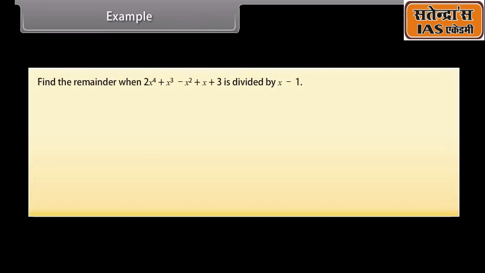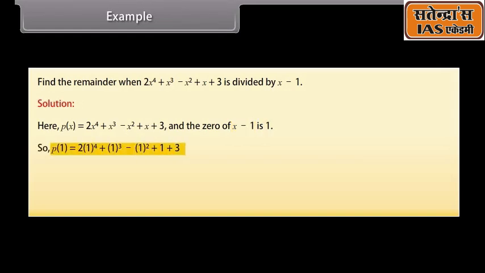Find the remainder when 2x⁴ + x³ − x² + x + 3 is divided by x − 1. Solution. Here, p(x) = 2x⁴ + x³ − x² + x + 3, and the zero of x − 1 is 1.